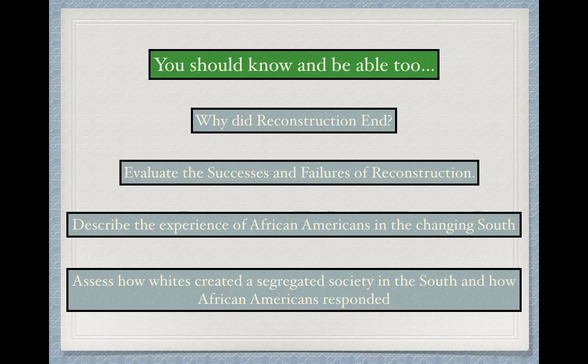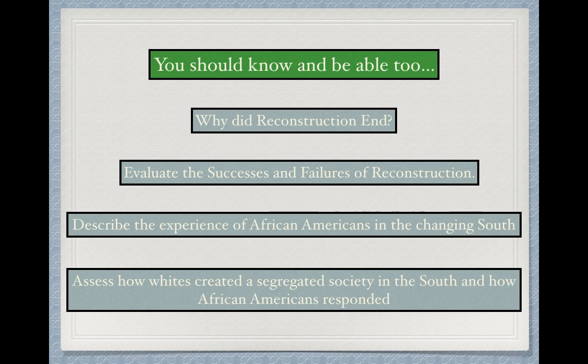As we go through our presentation today, there are a few key things that I would like you to be able to do and to be able to understand. So I want us, by the end of this, to know why Reconstruction ended. And I'm using Reconstruction here with a capital R because we are talking about a specific time period. So Reconstruction goes from 1865, when the Civil War ends, up until 1877. It ends with something called the Compromise of 1877. We'll talk about that in just a moment.